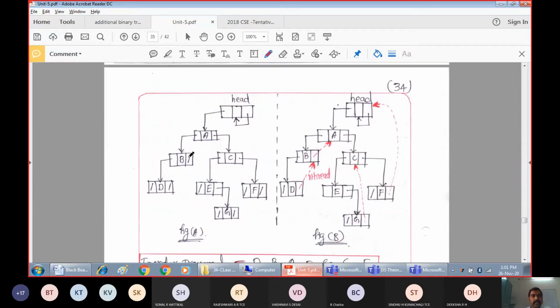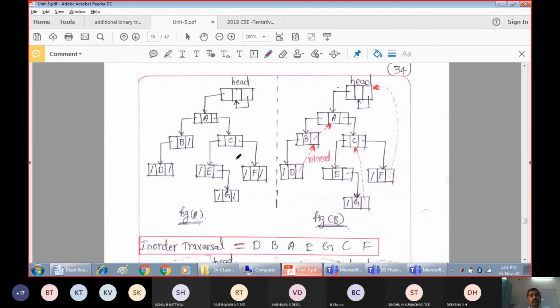This tree A, B, D, right? So with this tree, the header node is useful for the last node, because where the last node should point, that will point to the header node. In between the first node and the last node, there will be one header node.